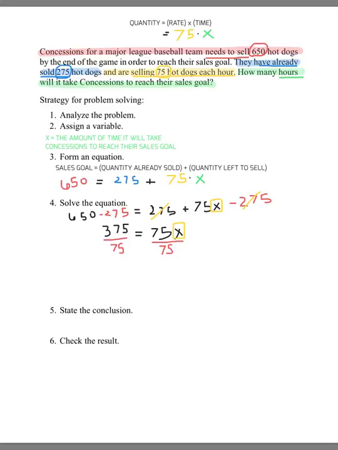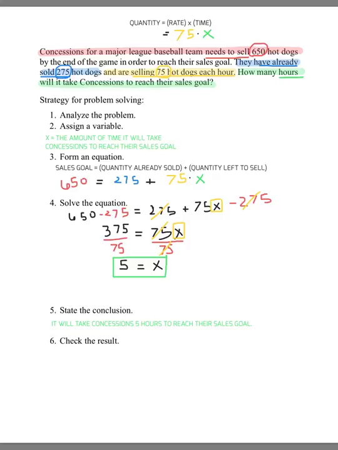On the right hand side, the 75 divided by 75 simplifies to a 1, leaving us with 1x, or simply x. And once we carry out the division, you can see that we end up with x is equal to 5. So that's going to be our solution for x. Now let's state the conclusion clearly. Keep in mind the question that was asked: how many hours will it take concessions to reach their sales goal? We want our conclusion to be the same thing as the question, except reworded in the form of a statement. So we'll state the following: it will take concessions 5 hours to reach their sales goal.